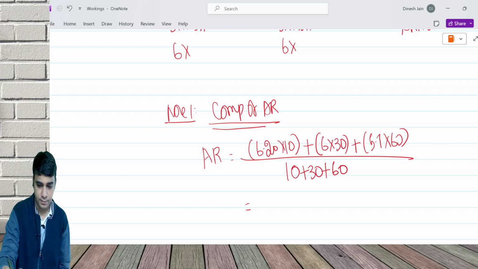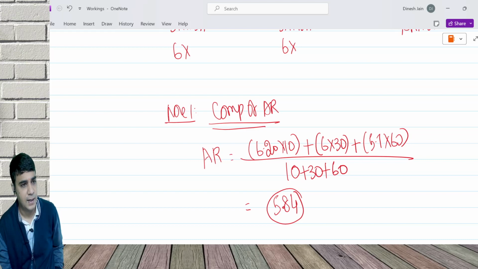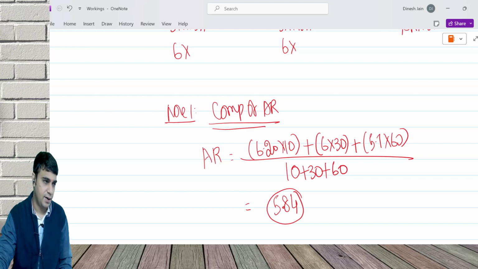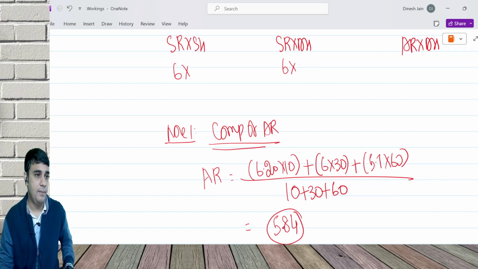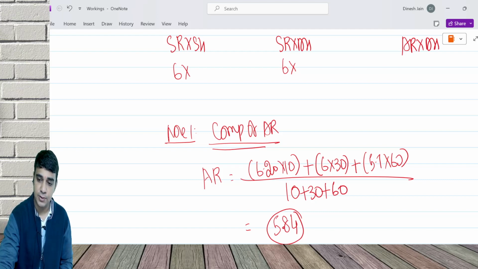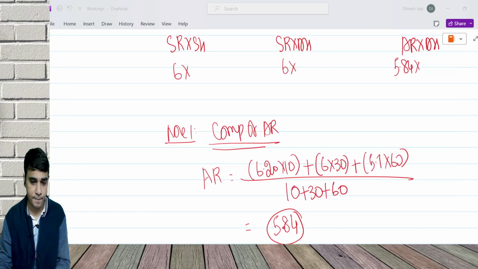Ideally, it should be a single rate. We cannot have the concept of multiple rates. But the question has given different rates, so we have taken a weighted average. This can even happen in material variances also. They can say you purchased some at this price, something else at another price. You'll have to take a weighted average. So AR is 5.84. Actual rate is 5.84.